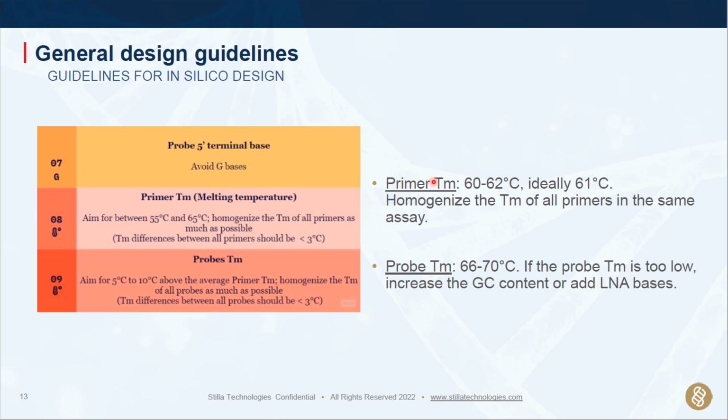Your primer melting temperatures ideally should be between 60 to 62, 61 of course being the ideal, and then the melting temperature for the probe slightly higher at 66 to 70 degrees Celsius for these types of reactions.